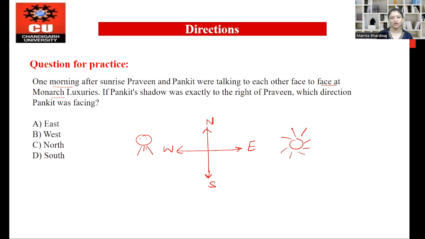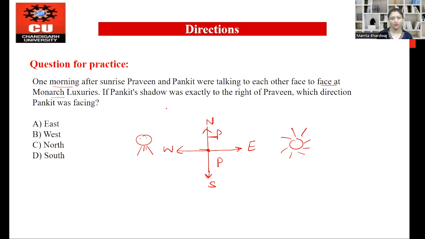So west is on the right of south. It means Pankit and Praveen. The person who is facing south, its right hand side is west. And the person who is facing north, its left hand side is the west side.